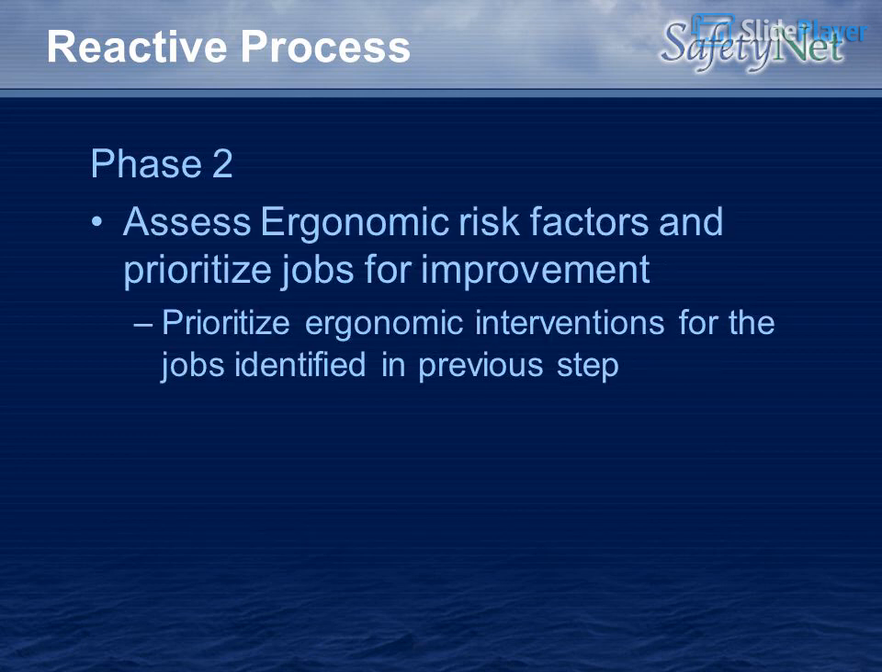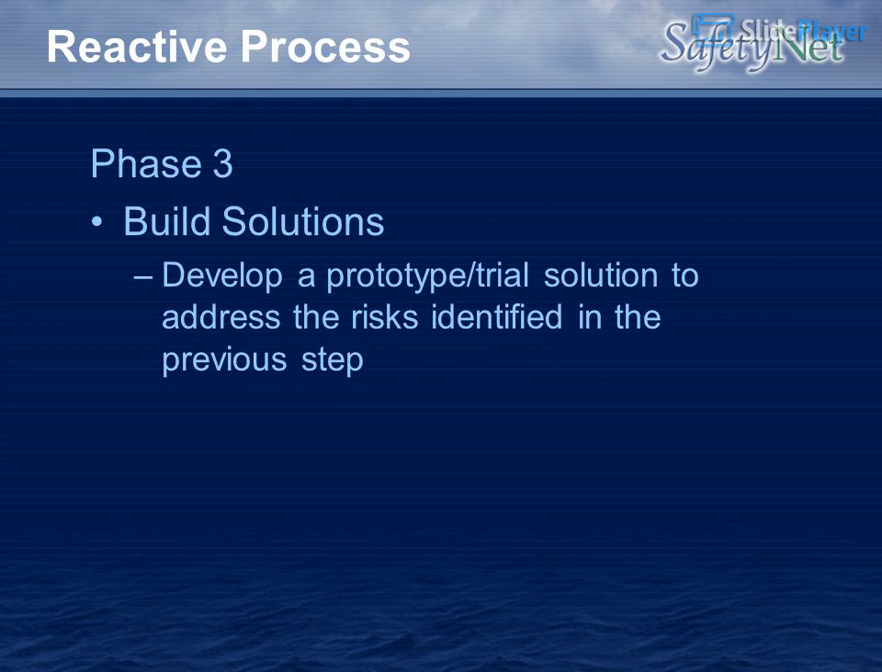Reactive process Phase 2. Assess ergonomic risk factors and prioritize jobs for improvement. Prioritize ergonomic interventions for the jobs identified in the previous step. Reactive process Phase 3, build solutions. Develop a prototype or trial solution to address the risks identified in the previous step.